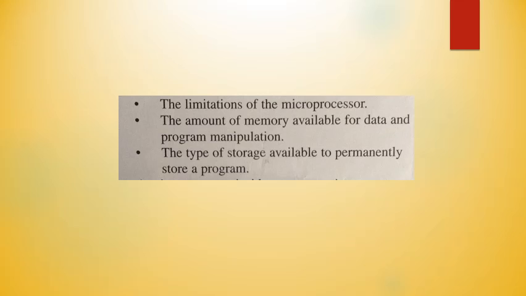Although the microcontroller and the computer share many common components, there are many distinct differences between them. The major differences between the computer and the microcontroller are shown on the screen: the limitation of the microprocessor, the amount of memory available for data and program manipulation, and finally the type of storage available to permanently store a program. A microprocessor inside a computer is more powerful and more versatile than that of a microcontroller.